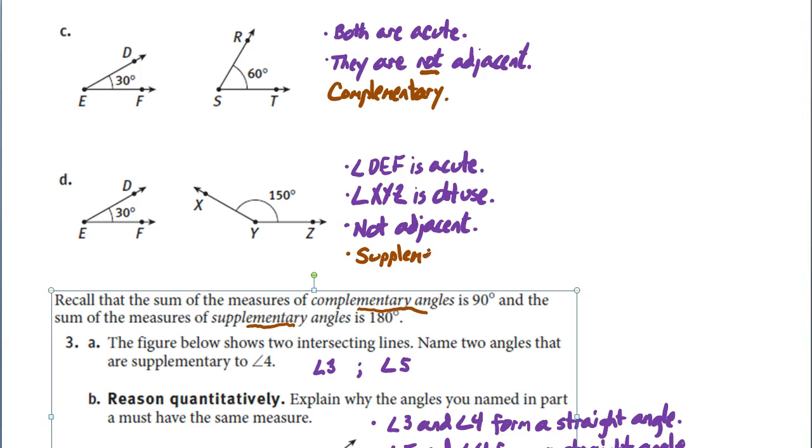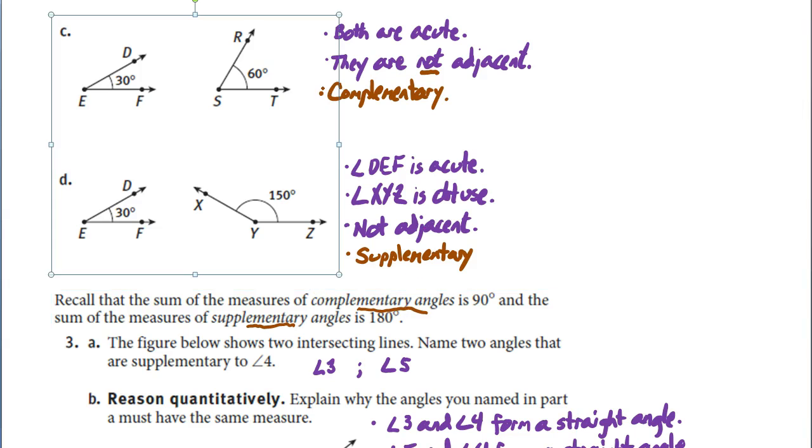So we have some vocabulary words to describe angles independently of other angles. We can say that they're acute, obtuse, right, or straight. We also have vocabulary to describe where they are positioned to each other. Sometimes they're adjacent. And we have vocabulary words to describe relationships in their measurements. If they add up to 90, they are complementary. If they add up to 180, then they are supplementary.